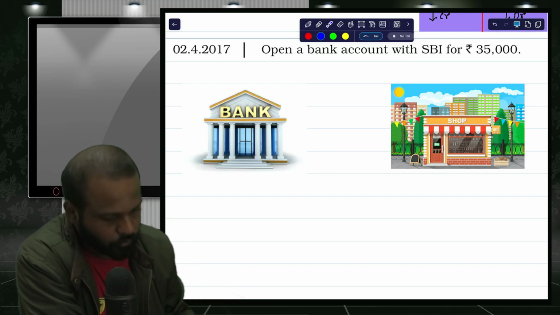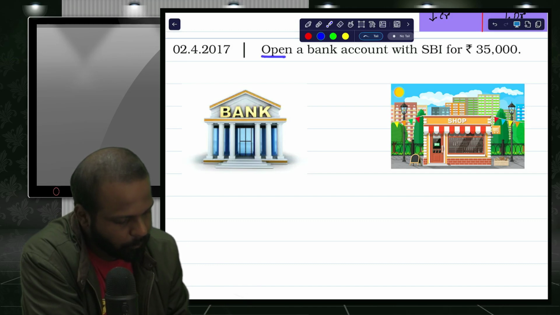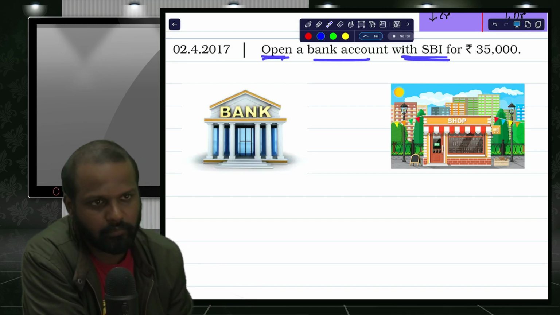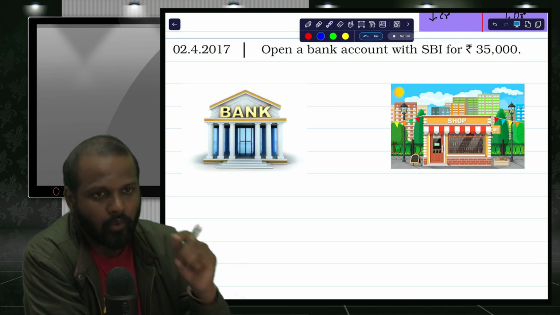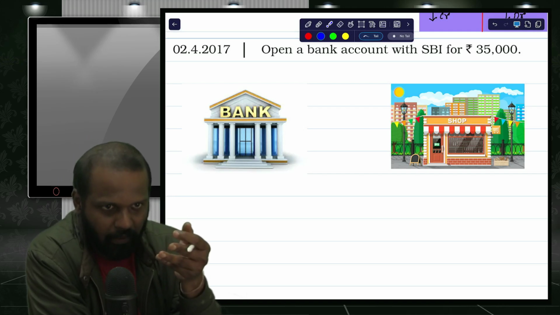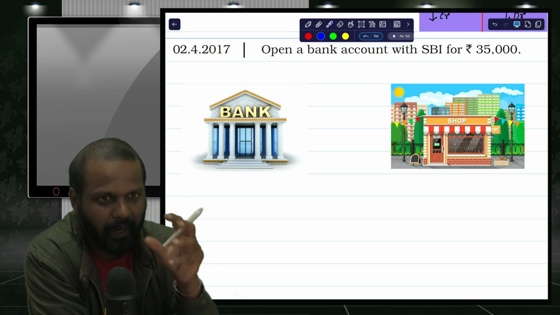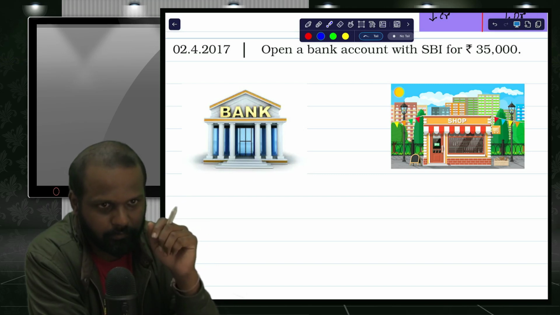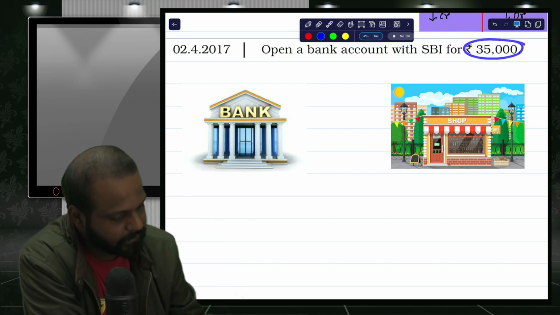Yes. So see the next transaction. On 2nd April, we have opened a bank account with State Bank of India. We have opened an account with SBI by depositing rupees 35,000. So you know that whenever you open a bank account, you have to deposit some cash into the bank account. So we have opened a bank account by depositing how much rupees cash?